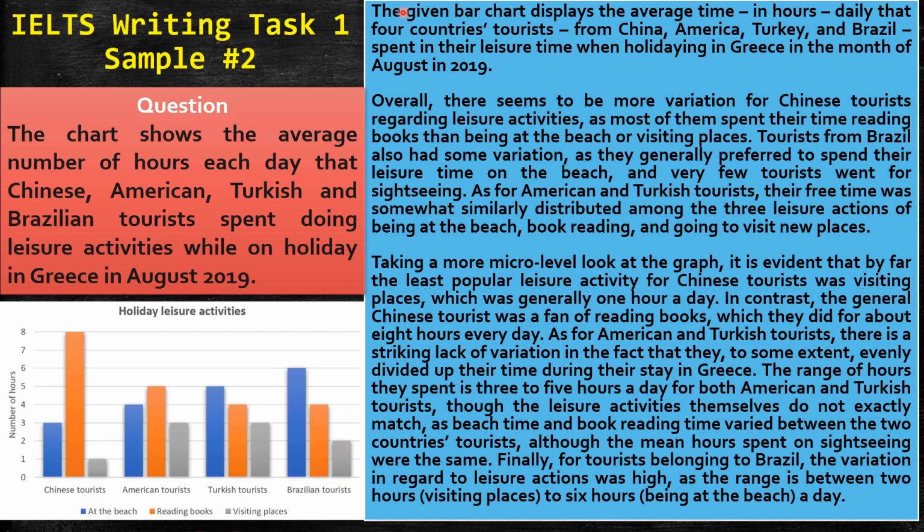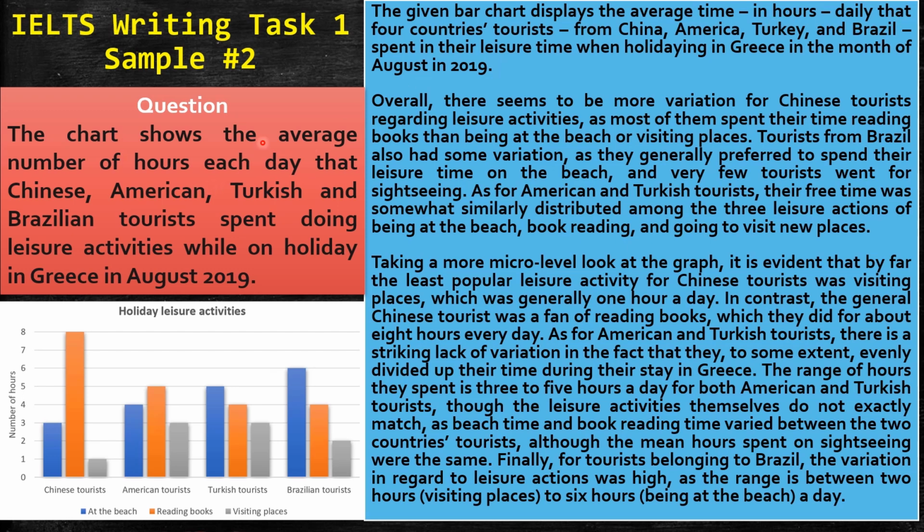So let's read here. This is the paraphrase of the background information in the question. The given bar chart, instead of the chart, so I've particularly written bar chart. Instead of shows, again displays the average number of hours. I have kept average. I could have written mean, but it's okay. The average time, dash, in hours, dash, so a pair of dashes.